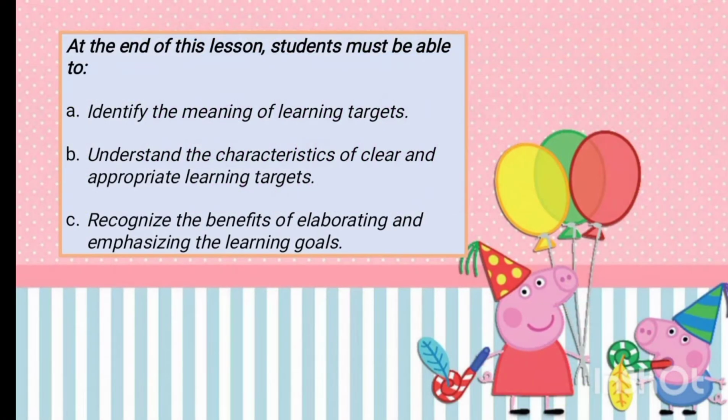Here are the objectives of our lesson for today. At the end of this lesson, students must be able to: number 1, identify the meaning of learning targets; number 2, understand the characteristics of clear and appropriate learning targets; and lastly, number 3, recognize the benefits of elaborating and emphasizing the learning goals. Ms. Antones will further discuss the learning targets.